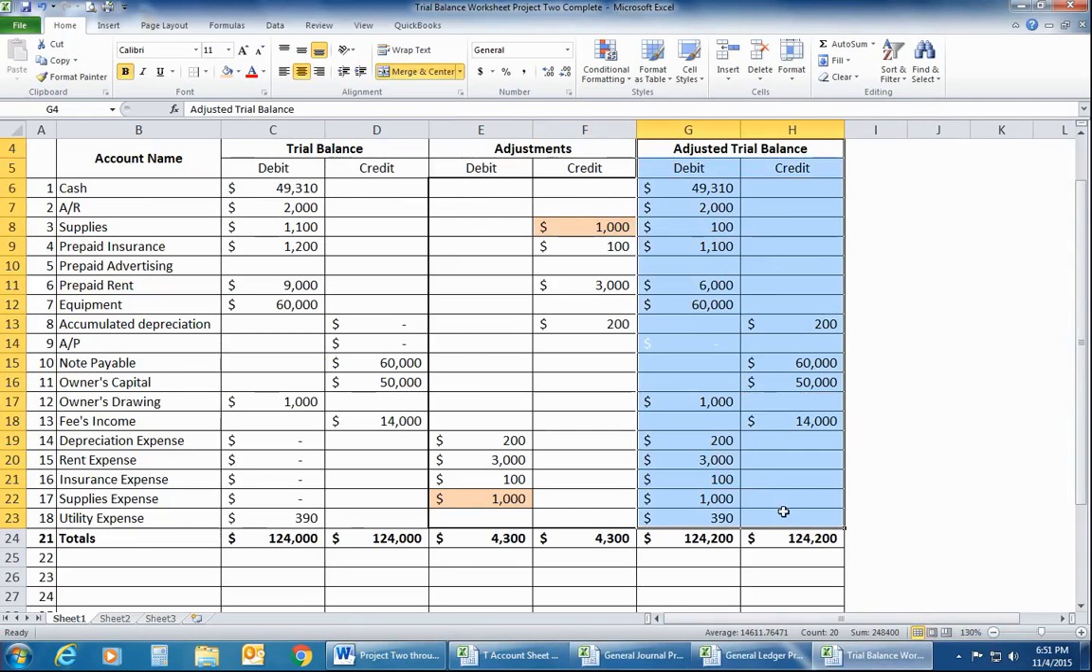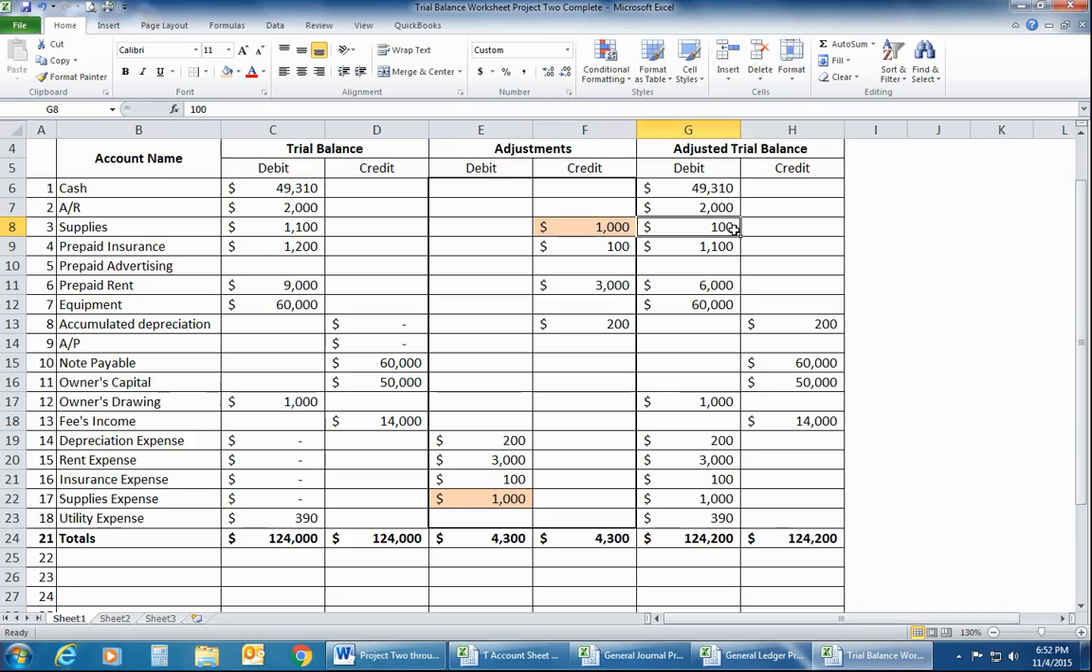The adjusted trial balance is where we reflect the balance of the accounts for everything after we've gone through and done our adjustments. The way that this works is if we have an account that doesn't receive an adjustment, we simply transfer the balance from the trial balance column over to the adjusted trial balance column. This is what has happened in most of our accounts. However, when we have an adjustment, as we can see here, we went from $1,100 and we decreased the balance by $1,000 because we used $1,000 in supplies. What that means is we have a new balance of $100.